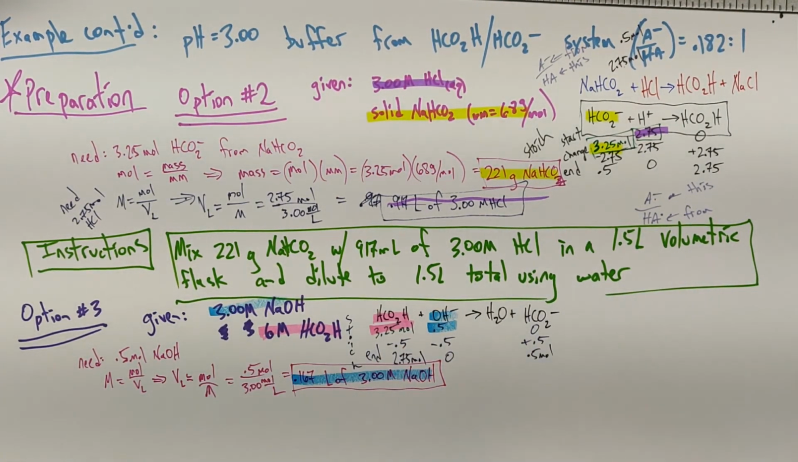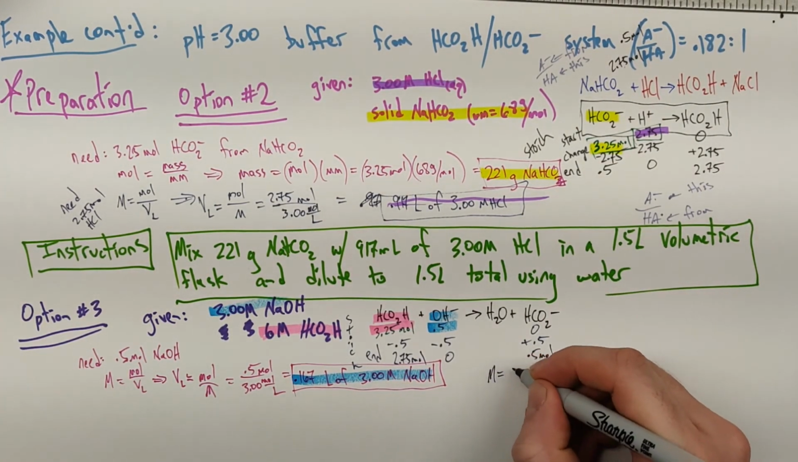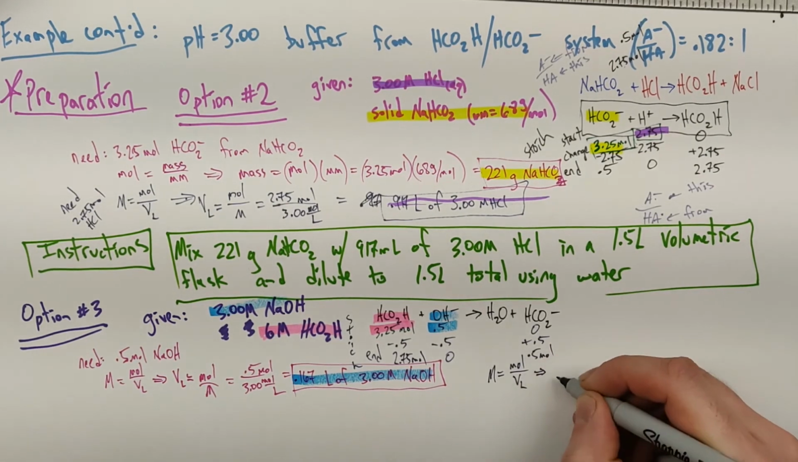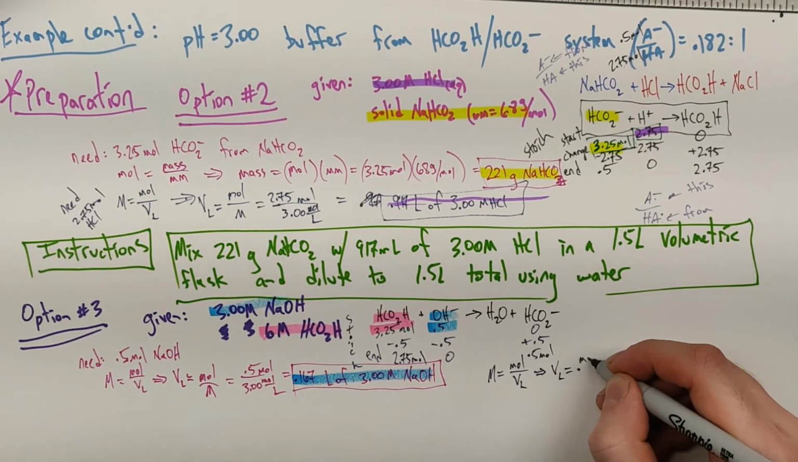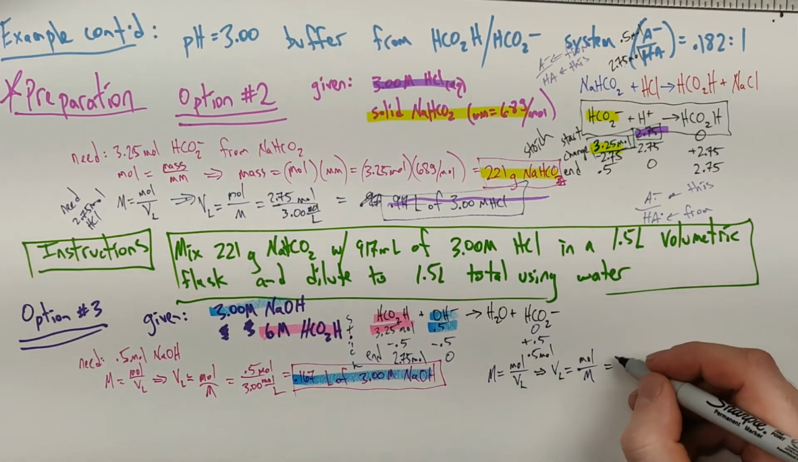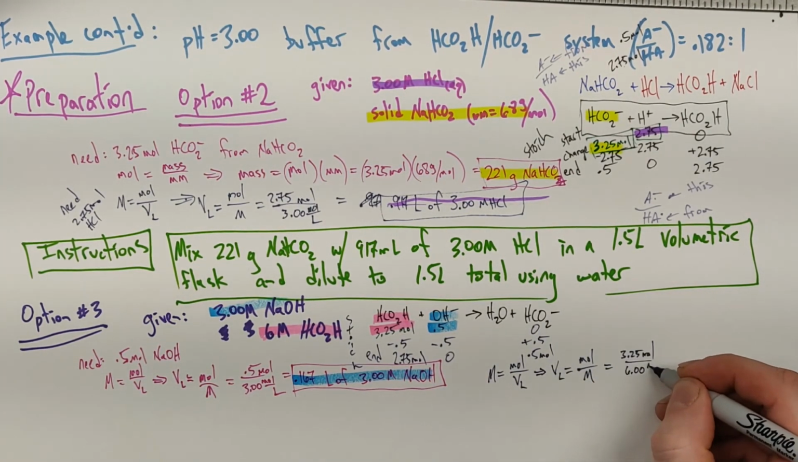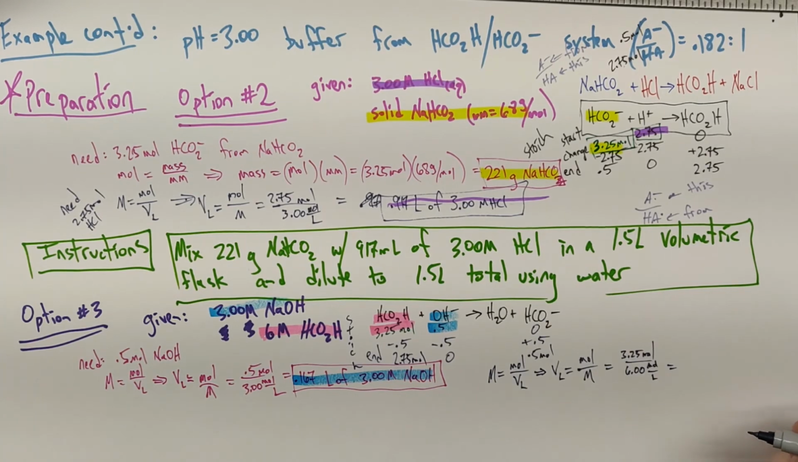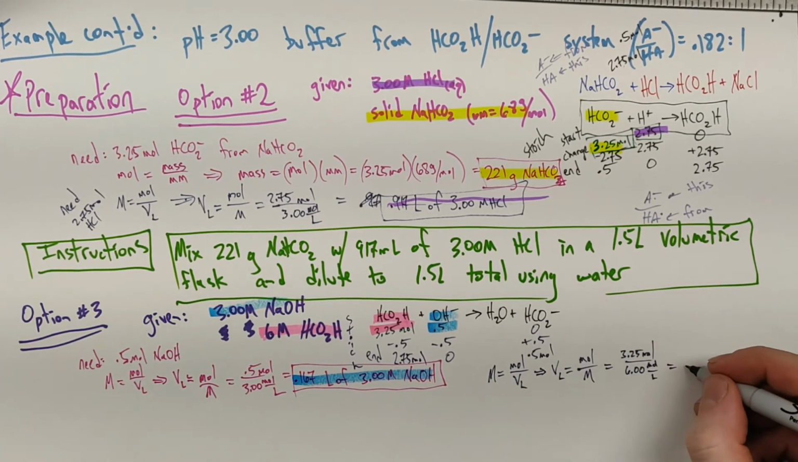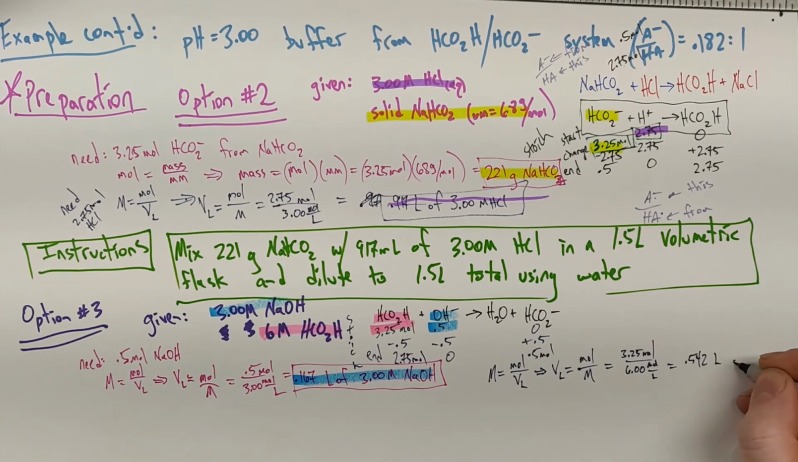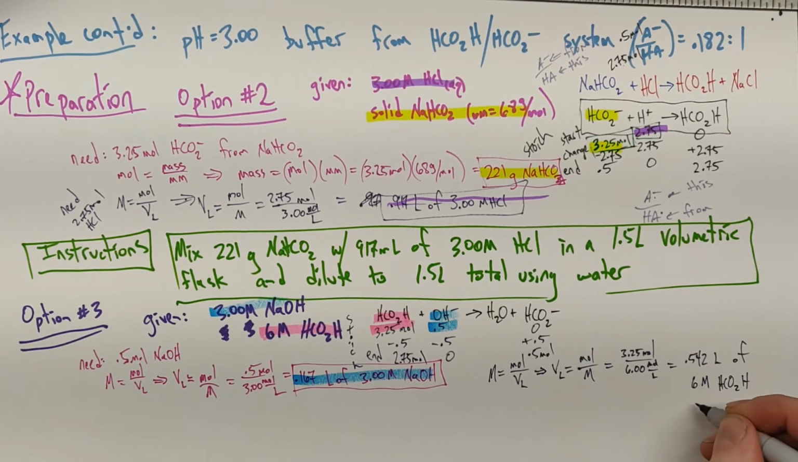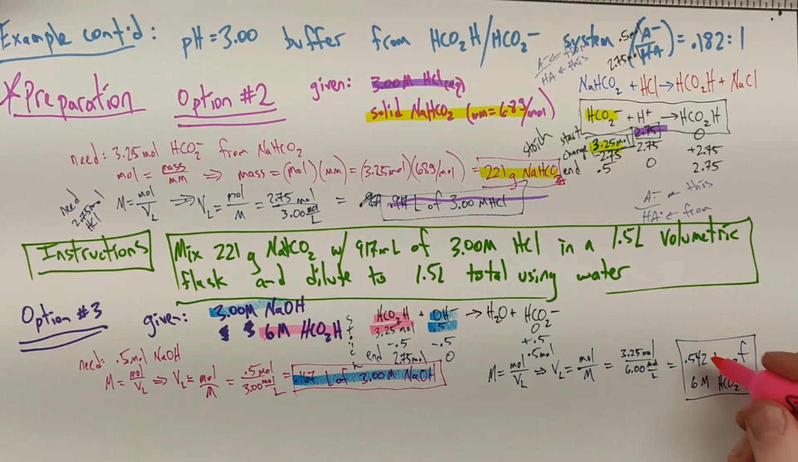And just so we have room to write our instructions, I'm going to continue this calculation over there. We know molarity is your moles over your volume in liters. Your volume in liters should be your moles over your molarity. In this case, we need 3.25 moles, and we're getting it from 6.00 moles per liter. And that is 0.542 liters of 6 molar HCO2H. And that is the other half of our ingredients list for our recipe, and that's our red highlighter.